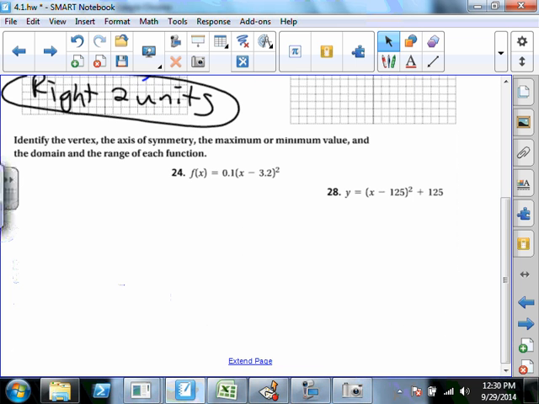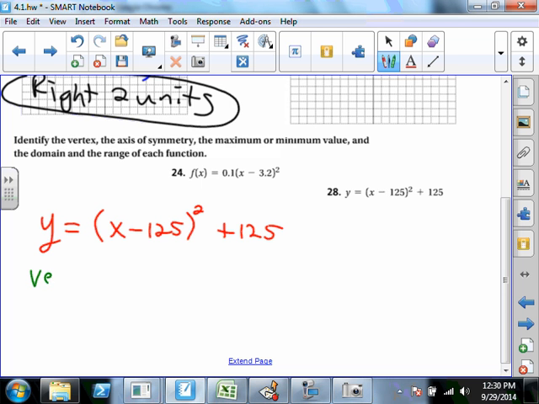Wow, look at all those questions. That's off the chain. Let's skip over 24. Let's just look at 28. We've got y equals (x minus 125) squared plus 125, and they want us to identify the vertex.